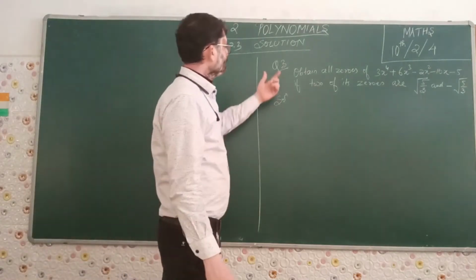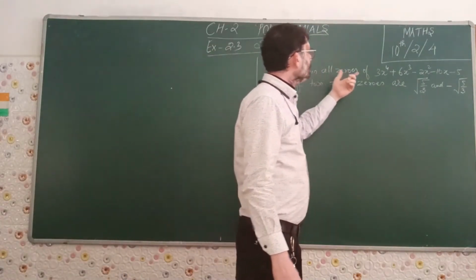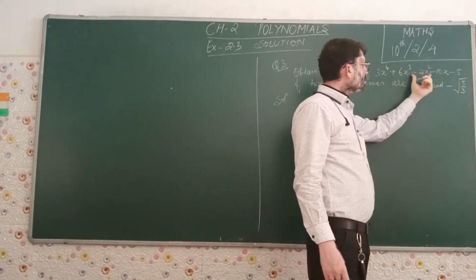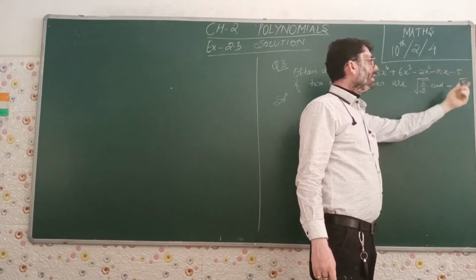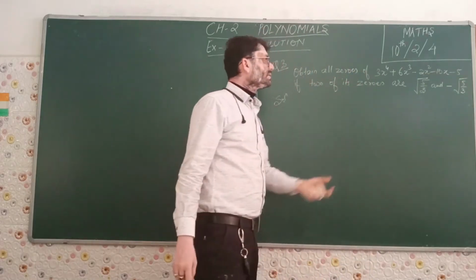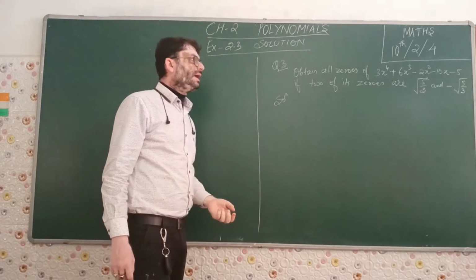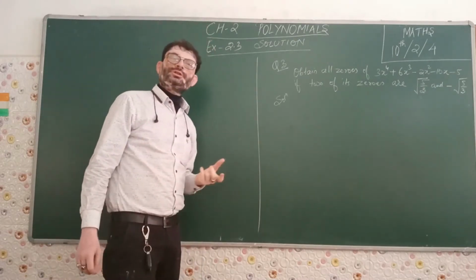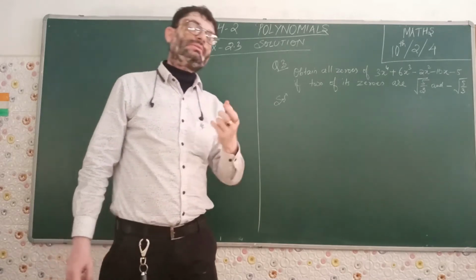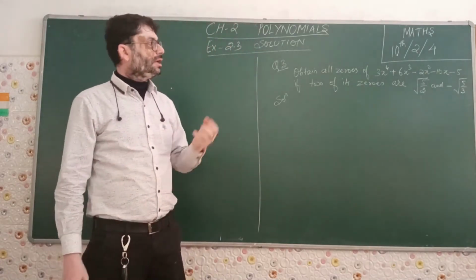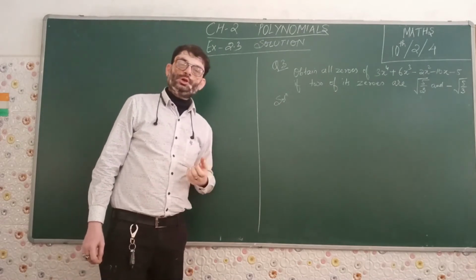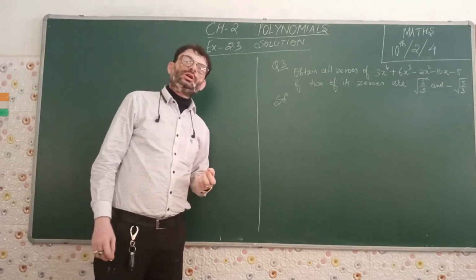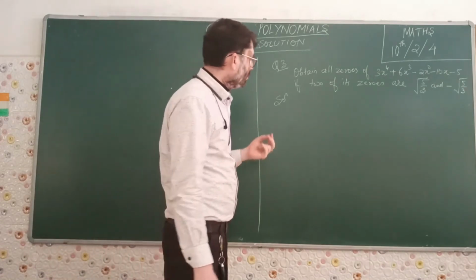Question number 3. Obtain all zeros of 3x to the power 4 plus 6x cubed minus 2x squared minus 10x minus 5 if two of its zeros are root 5 by 3 and minus root 5 by 3. This type of question we have solved in our examples also. That was example number 9, where two zeros were given and a polynomial p of x was given, and we had to find out the remaining two zeros of the given polynomial.